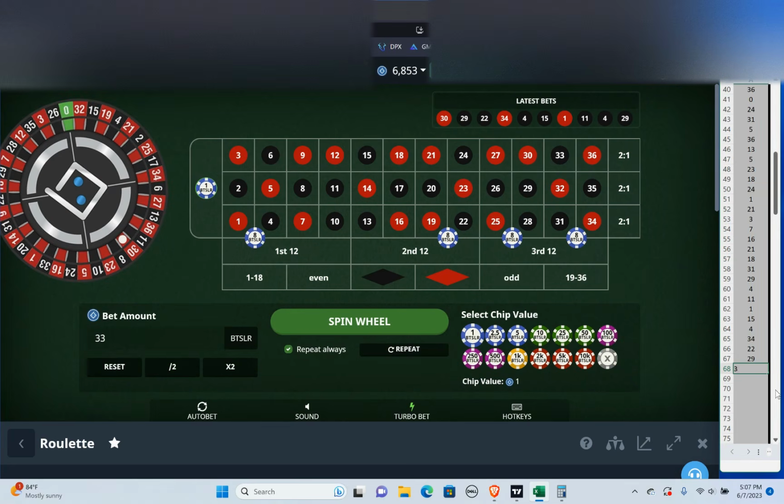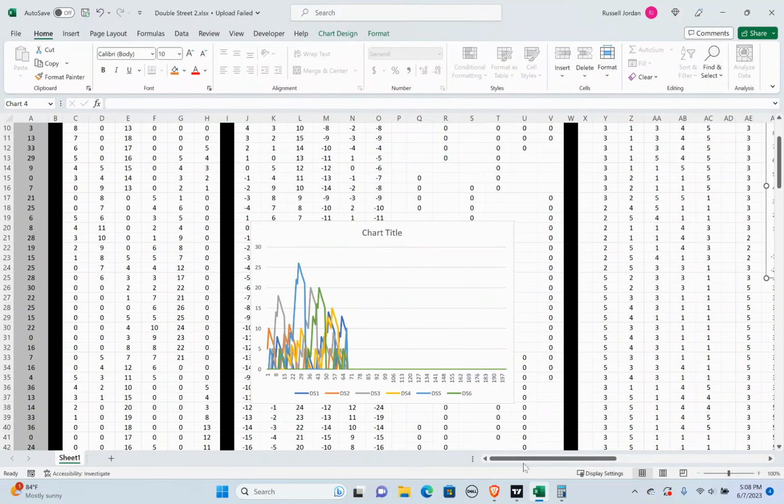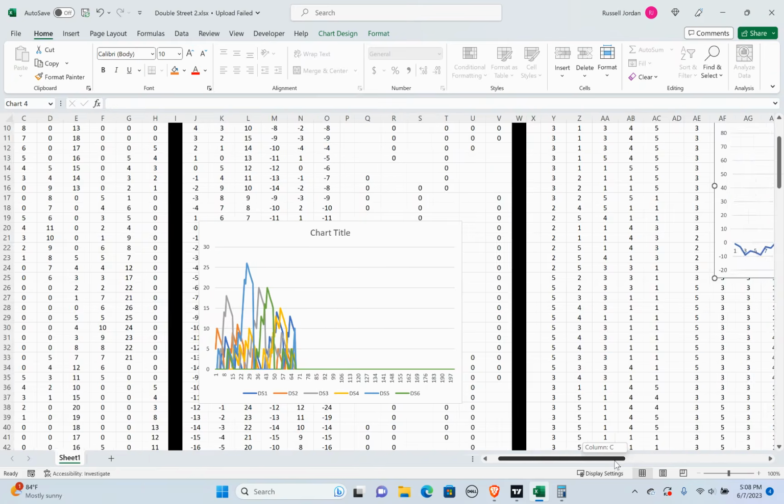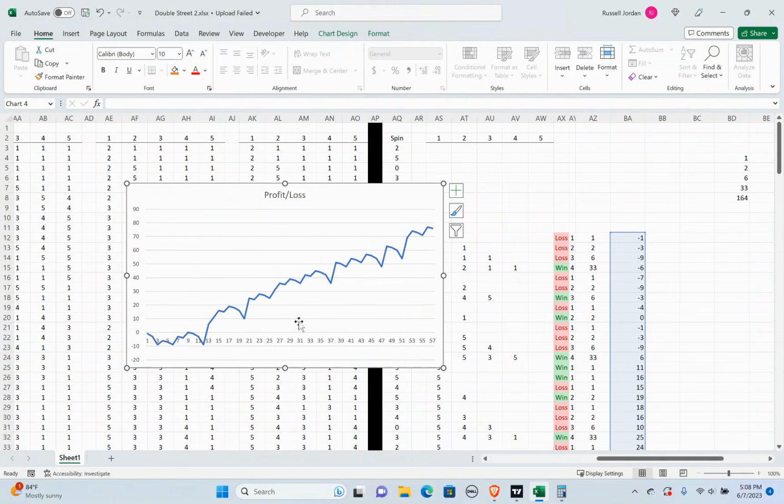All right. So we ended up losing 147 units on the original version. Now I'm going to open this up and see how it compares to the trend analysis version. This is just all the data, the number crunching. And here you can see it did beat it.